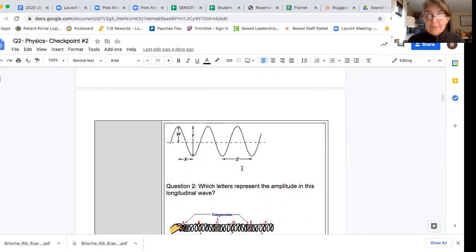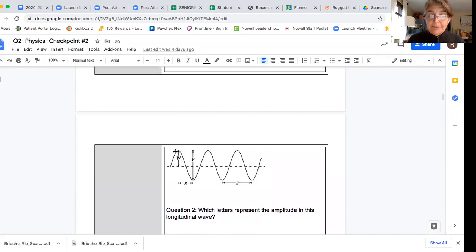And what you might remember is that these very high peaks are called crests and these very low points are called troughs. And if we measure from crest to crest, that's a wavelength. But if we measure from the midline, which is right in the middle of this wave, here it's a dotted line, and we go up to the highest point, that's the amplitude.